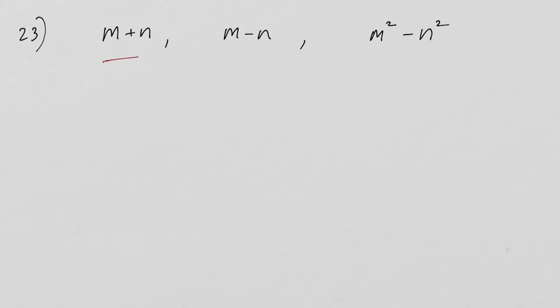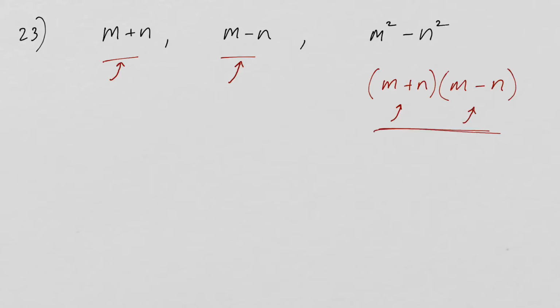Okay, these two items are already factored, but this one needs to be factored as the difference of two squares. Okay, so now nothing has an exponent greater than 1. This is m plus n to the 1 power. This is m minus n to the 1 power. This is m plus n to the 1 power times m minus n to the 1 power. So this right here is my LCD. So the LCD is m plus n times m minus n.